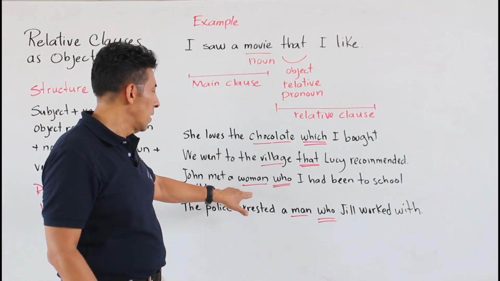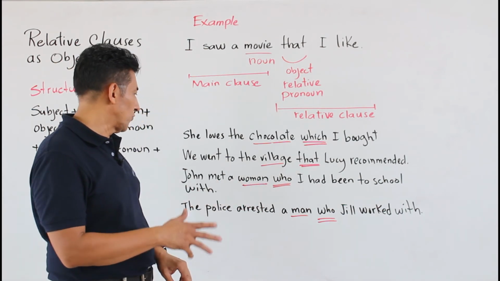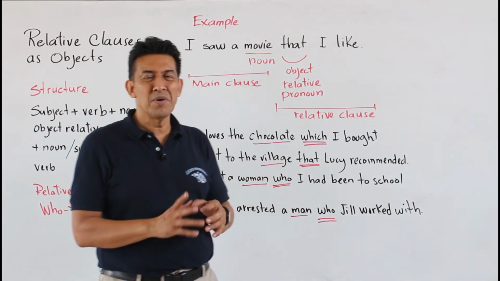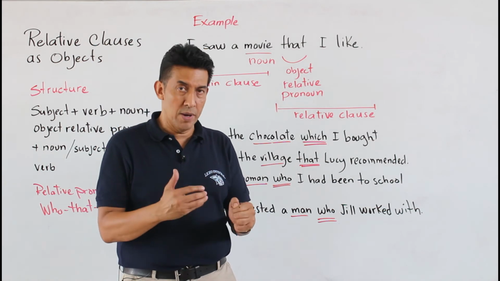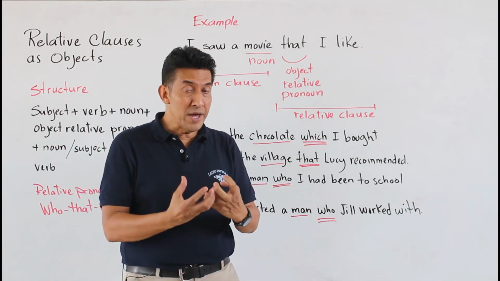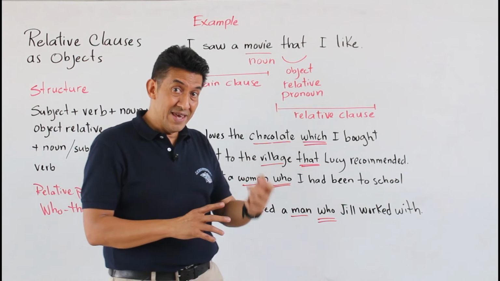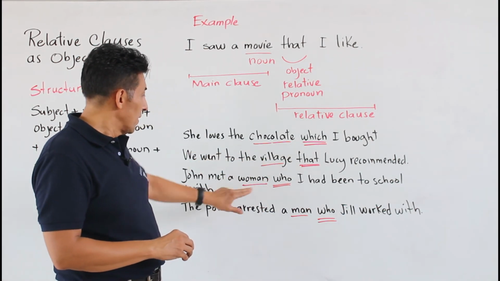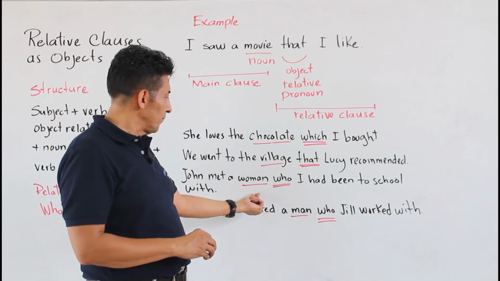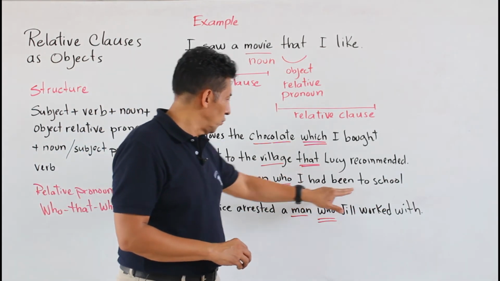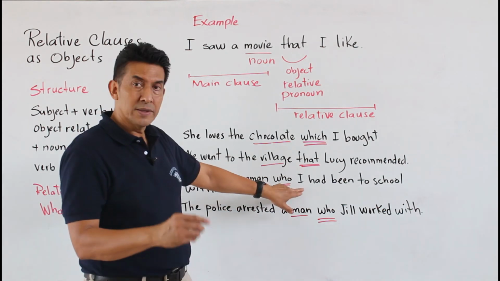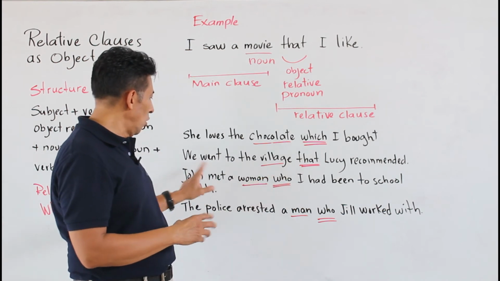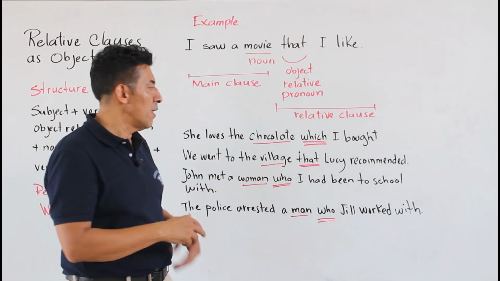Let's read this third one. John met a woman who I have been to school with. In this sentence, John met a woman, but we don't know anything about that woman. So we have to explain who this woman is. This woman went to school with, in this case, me, because that's the subject. John met a woman who I have been to school with.